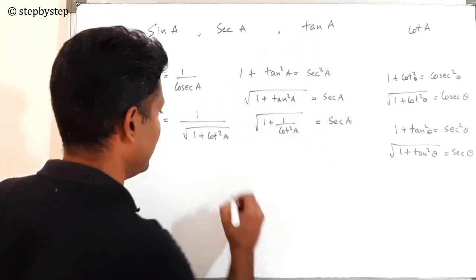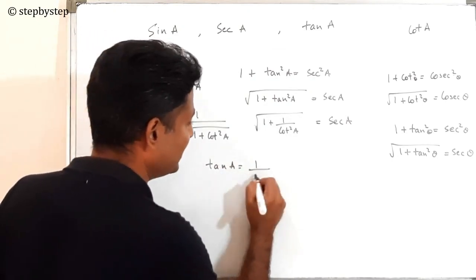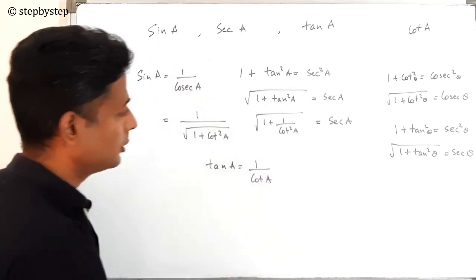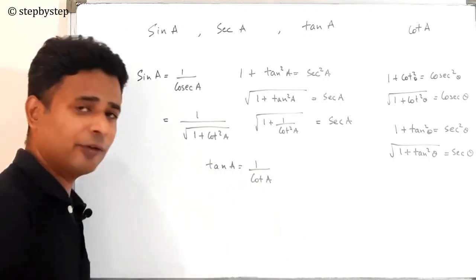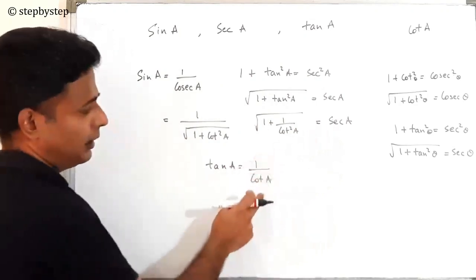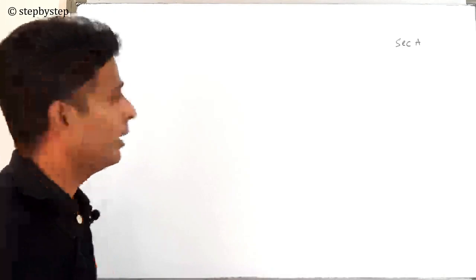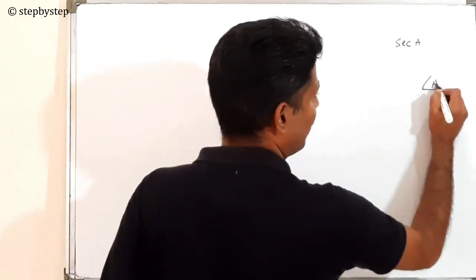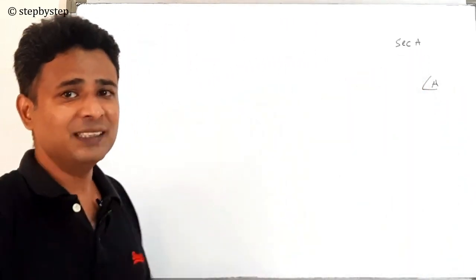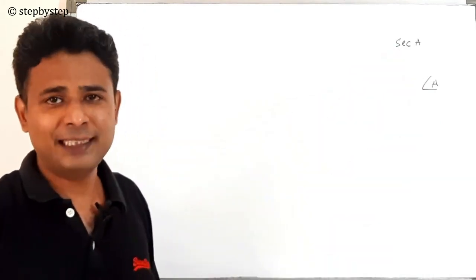And the last is tan A. Now this is very simple. What is tan A? Tan A can be written as 1 by cot A. So we have expressed tan A in terms of cot A. So we expressed sin, sec and tan in terms of cot A. Now the second question: they have said write all trigonometric ratios of angle A in terms of sec, which means sin A, cos A, cosec A, everything should be written in terms of sec.